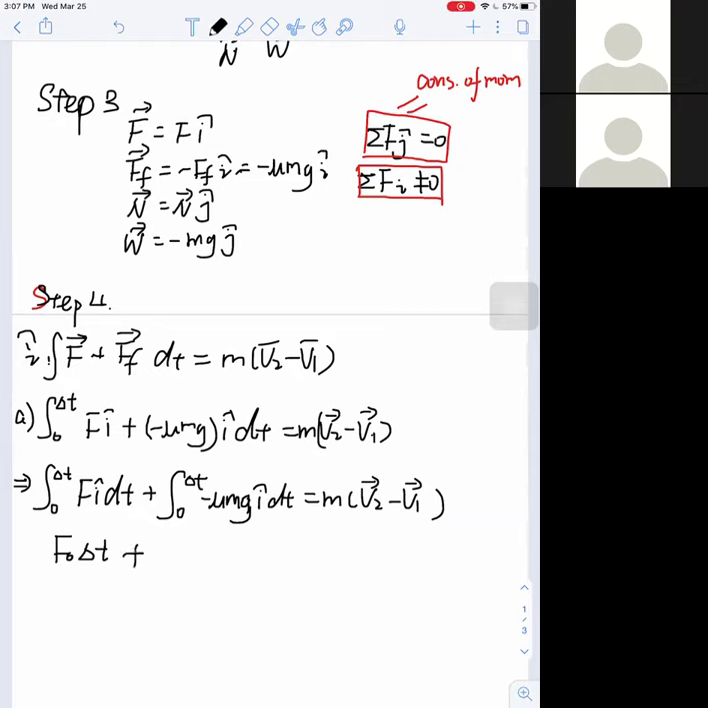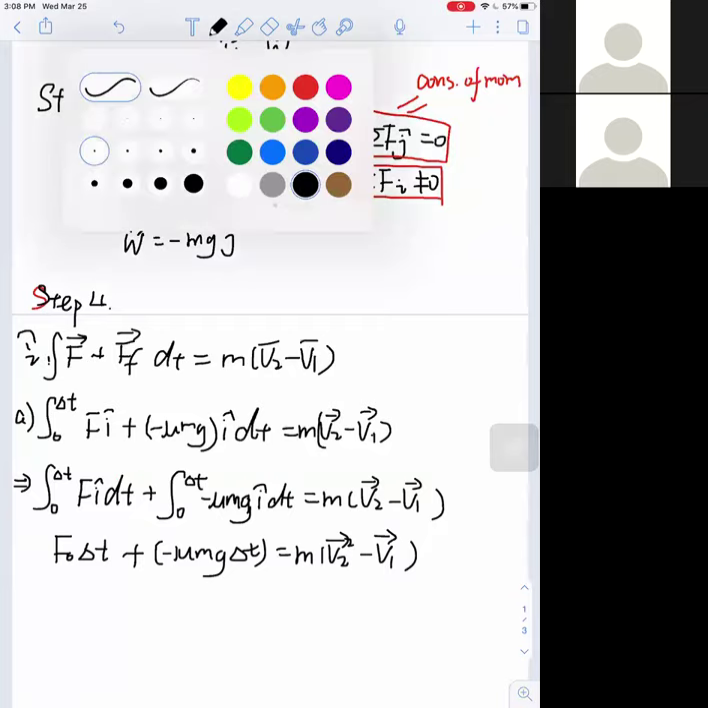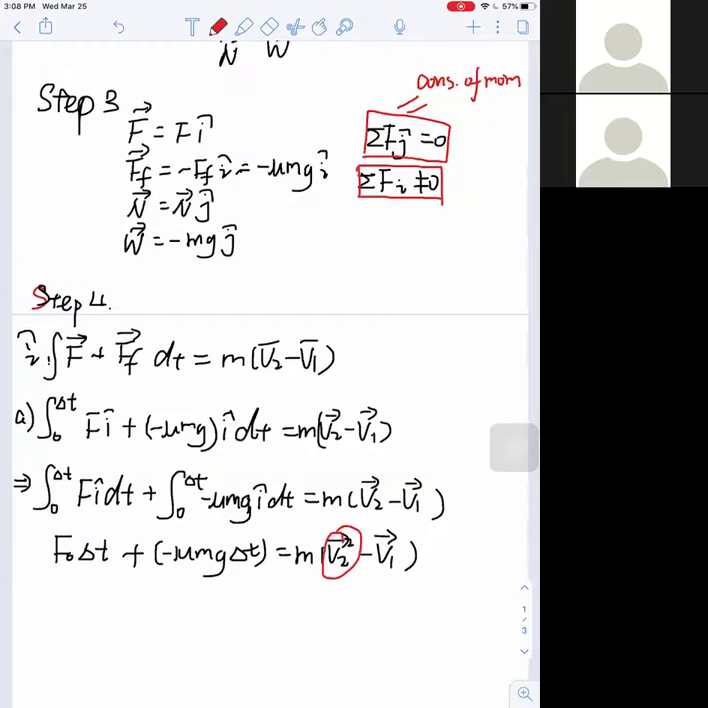Plus the second integral here is for the friction force. Friction force is a constant force during the whole 0 to delta t. Therefore, it's simply just negative mu mg delta t equals m v2 minus v1. And here, the unknown is v2. We're trying to find this v2.